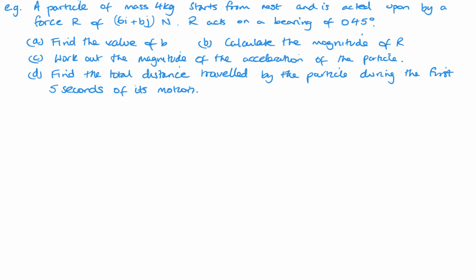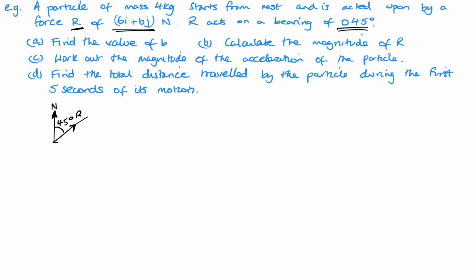Now, it's not always straightforward like a horizontal or a vertical force or motion that we have to think about. Sometimes it is as a vector. So in this case, we can see that R is the vector 6i plus bj. And it's acting at a bearing of 45 degrees. So that's the first thing to think about. Bearings are always measured from north in a clockwise direction. So we know that's the case there. Bearing of 45 degrees. So this is R.